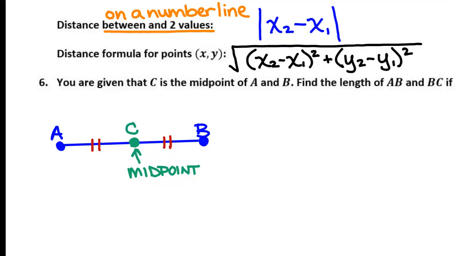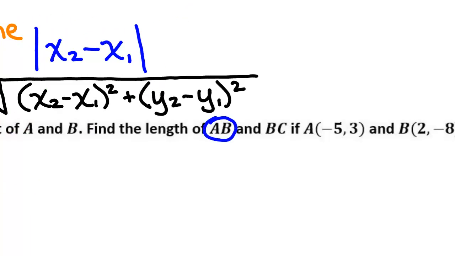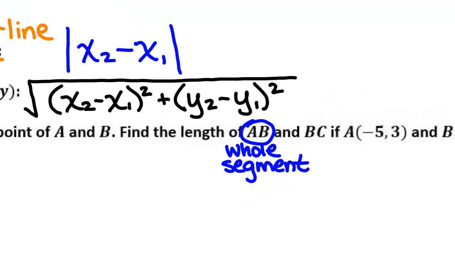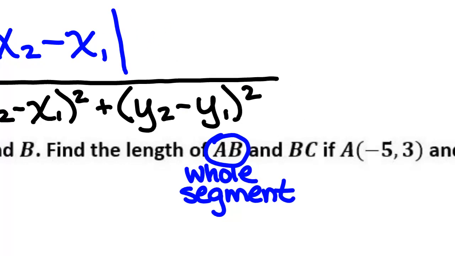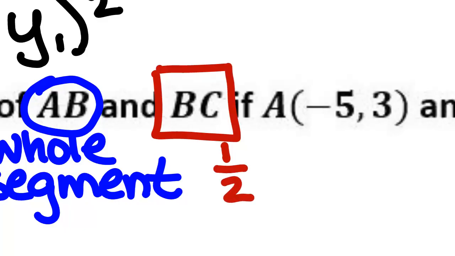Find the length of AB and BC if A is -5, 3, and B is 2, -8. So AB, from A over here to B, that's the whole segment, right? That is my whole segment. Is BC the whole segment? Well, how much of the whole segment is BC? Half. Yes, it's one of two congruent pieces. So this is half the segment.